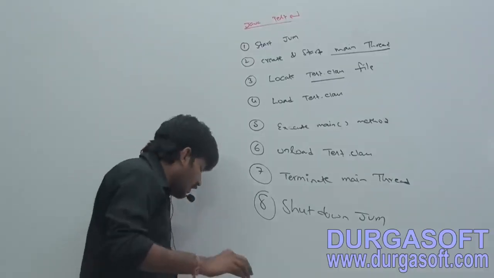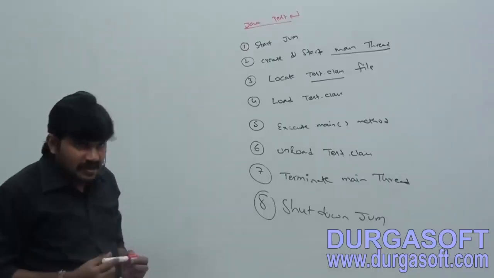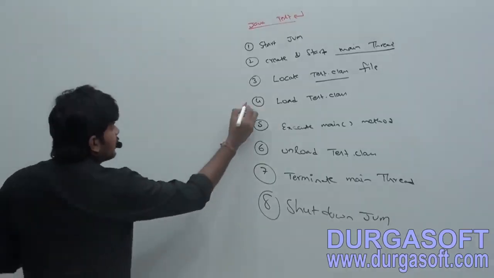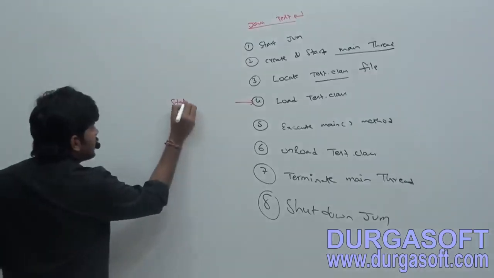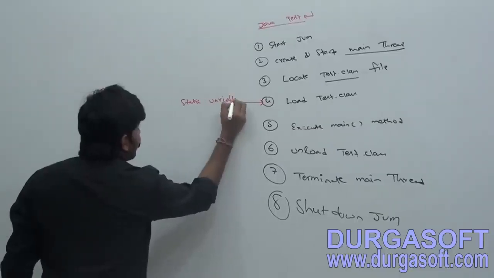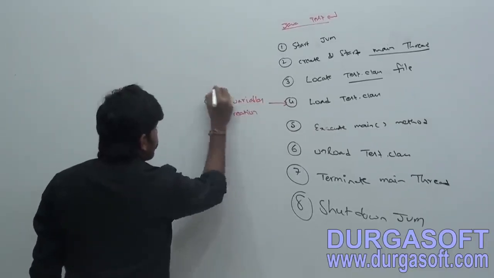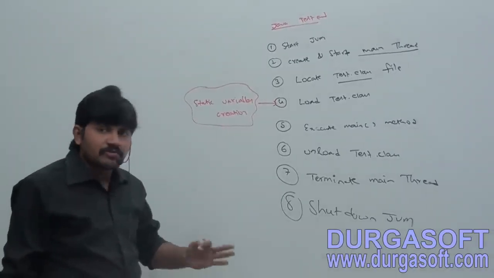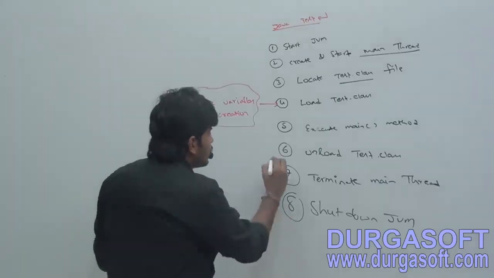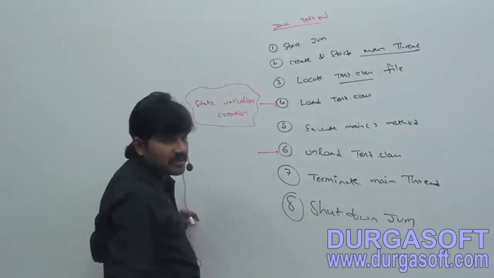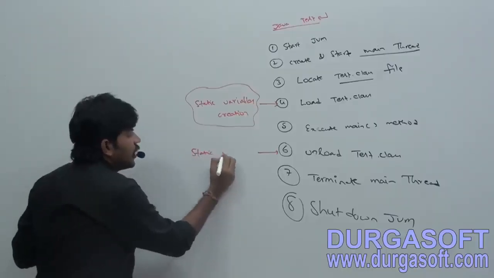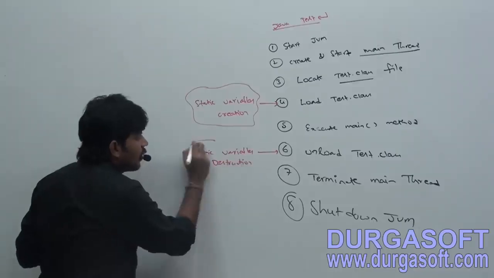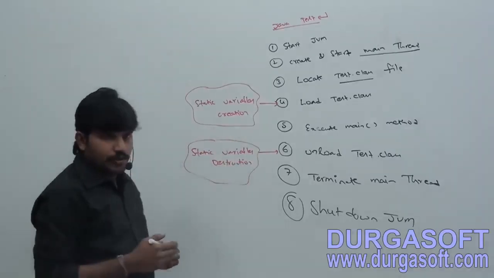In this whole flow, where will the static variables be created? Have you observed? After locating, load the Test.class file. At this point of time, static variables will be created. Static variables creation. Are you able to get static variables creation? And where will static variables be destroyed? At the time of unloading, class unloading. That's why static variables destruction. I hope you people are aware.